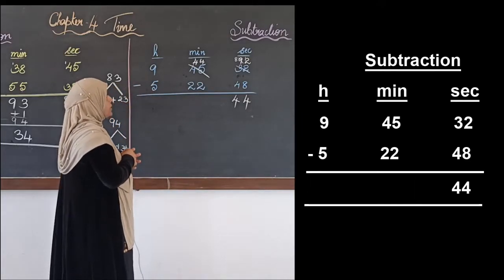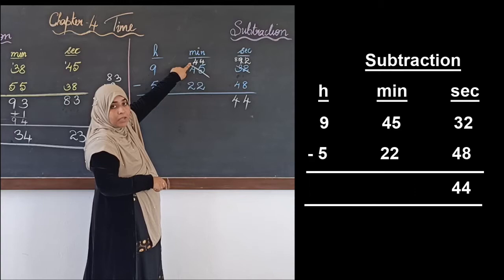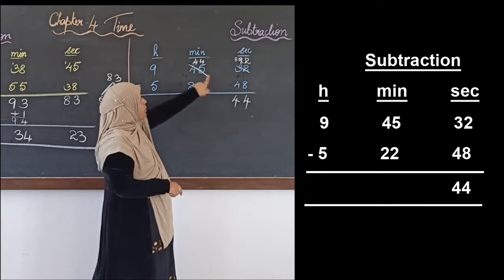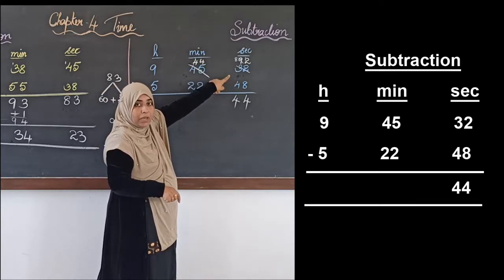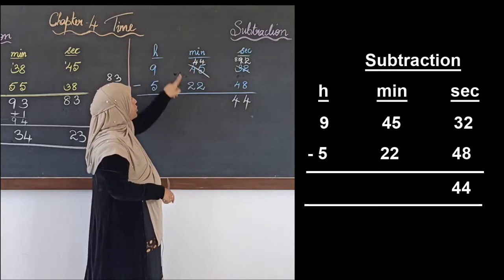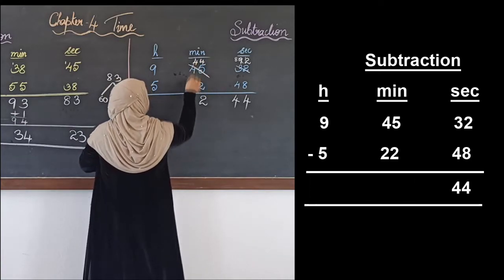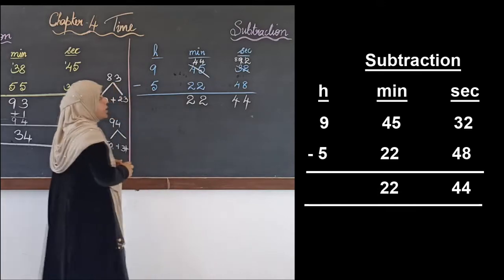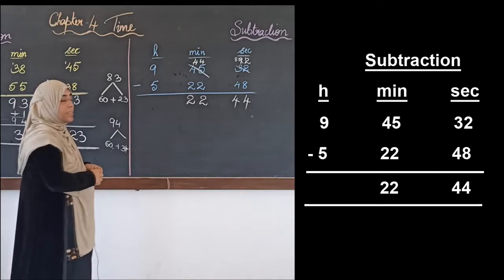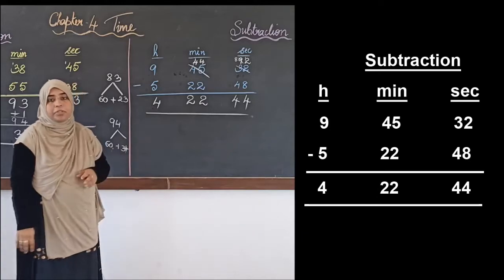Okay. Next we have to subtract minutes. In minutes we have now 44 minutes. Why 44? Because 1 minute was given to seconds, right? From 45, 1 minute has been given to seconds. So here remains 44. 44 minus 22. 4 minus 2 is 2. Again 4 minus 2 is 2. 22 minutes. Next 9 minus 5. 9 minus 5 is 4. This is how we do subtraction of time.